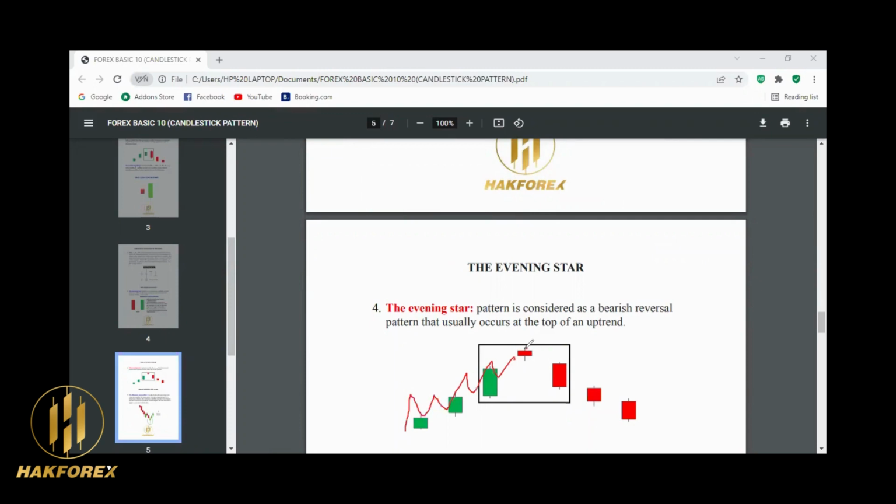Then you now saw this evening star forming. So you saw this bullish, this bearish, and this other bearish to confirm it. Then you can literally jump into your sell from here and put your stop loss above that level. You should expect the market to come down. So this is an evening star candlestick pattern confirmation.